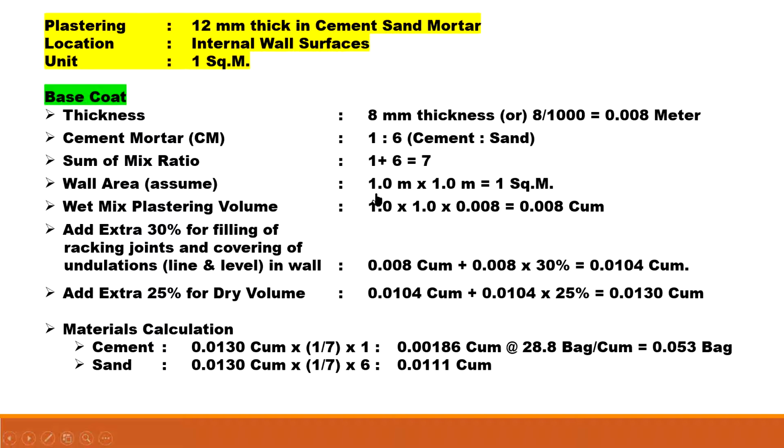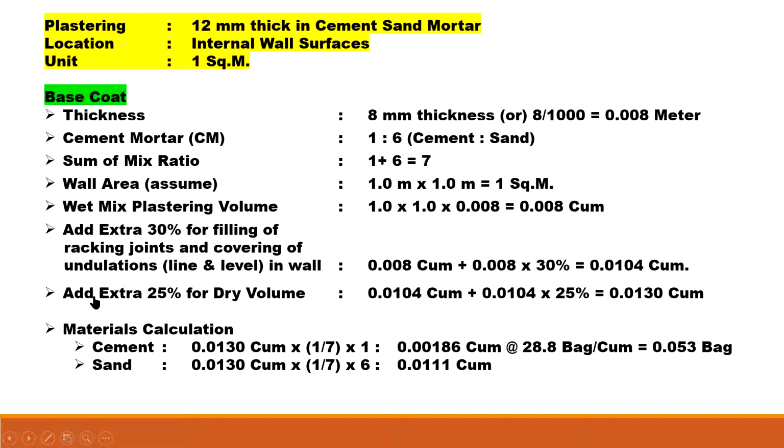Wall area, assume 1 meter into 1 meter, so 1 square meter. The wet mix plastering volume is 1 meter into the thickness of the plastering, all in terms of meters, so 0.008 cubic meter of wet mix. Add extra 30% for filling of racking joints and covering all undulations, line and level in the wall. That is the original 0.008 of wet mix plus 0.008 into 30% for covering all undulations and the racking joints.